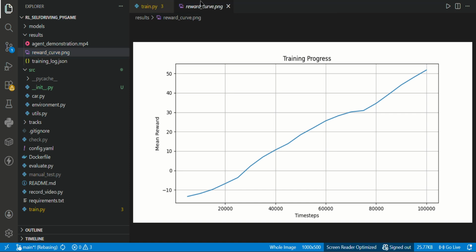This graph shows the reward curve over the training period. At the beginning of the training, the car behaves randomly. It often accelerates directly into walls, producing negative rewards. But as training continues and the neural network learns from the experiences, we can clearly see an improvement. The reward steadily increases as the agent learns how to avoid collisions, maintain forward speed, and navigate the track effectively. Eventually, the reward curve stabilizes, indicating that the agent has learned a reliable driving strategy.